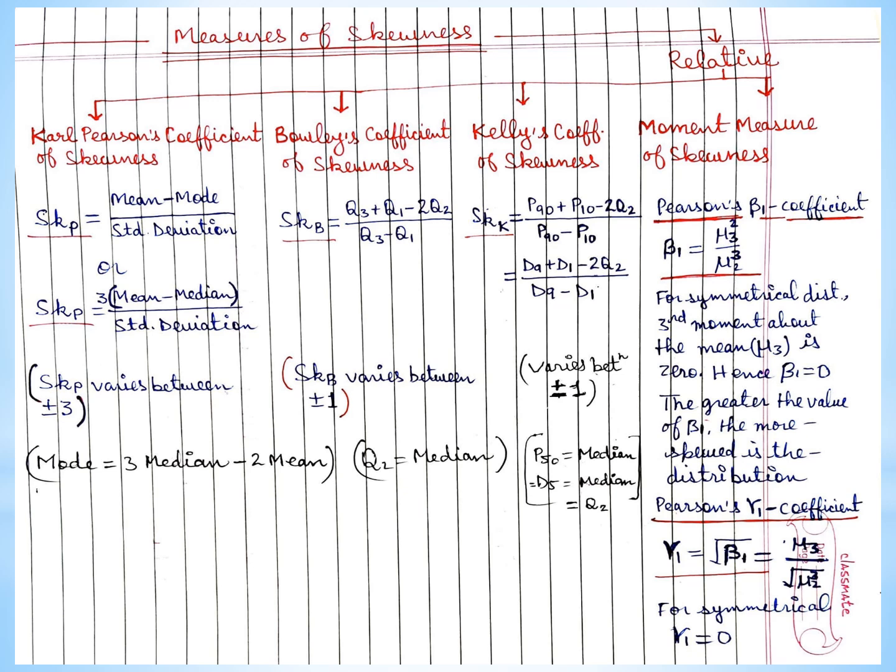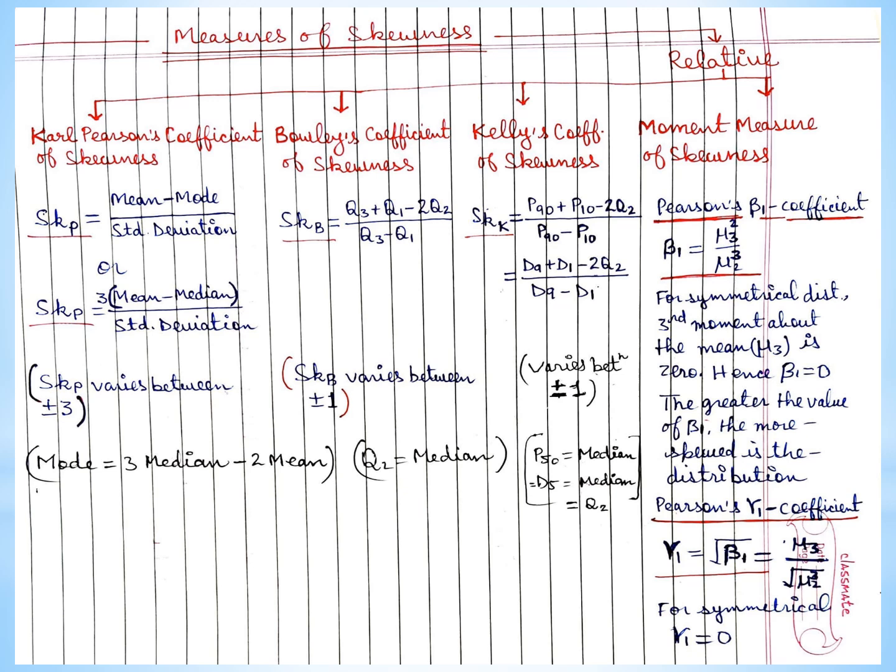And deciles divide the complete data set into 10 equal parts, and there are 9 deciles, represented by D1, D2, D3 and so on. So now come to the formula of Cayley's coefficient of skewness. Cayley's coefficient of skewness is equal to P90 plus P10 minus 2Q2 upon P90 minus P10.